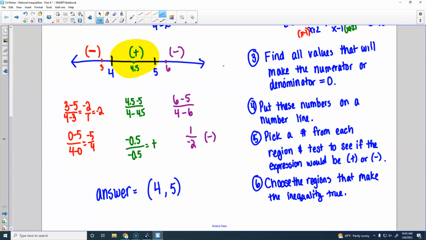Okay, questions? So solving these is quite a bit different. You've got to test these regions. You cannot do it just by marking out denominators and finishing solving for that. It won't give you the correct answers on these.